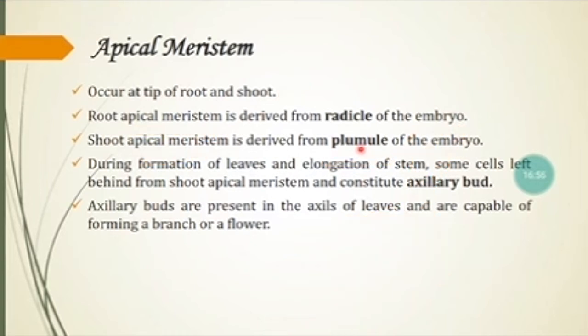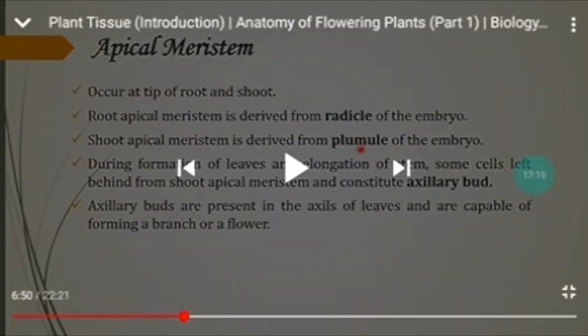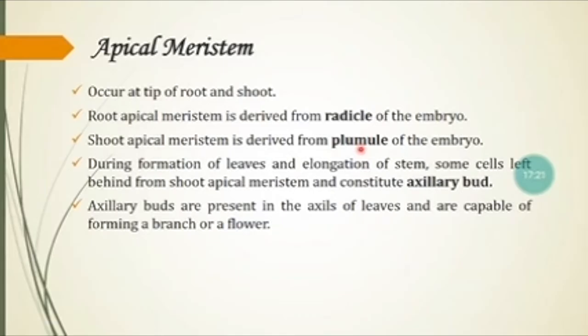During the formation of leaves and elongation of the stem, some cells are left behind from the shoot apical meristem and constitute the axillary bud. So during leaf formation or stem elongation, some cells are left behind by the shoot apical meristem. These cells form the axillary bud. The axillary bud continues to develop into leaves and an elongated stem structure.